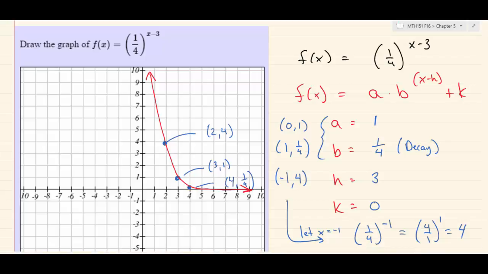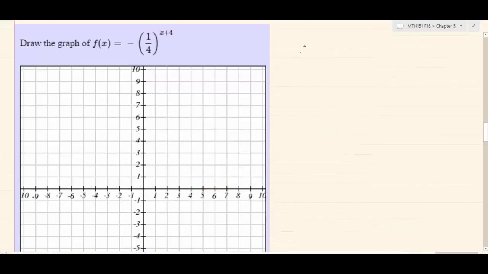There was something that was mentioned a little bit earlier about an asymptote. Notice that k is actually a horizontal asymptote. At the point y equals 0, you have a horizontal asymptote that this graph approaches but never crosses. The function is f of x equals -(1/4)^(x plus 4).